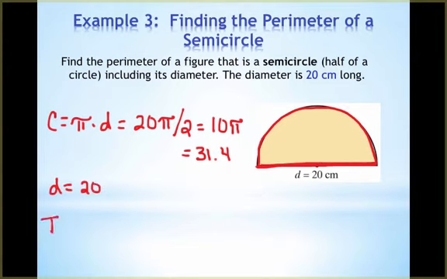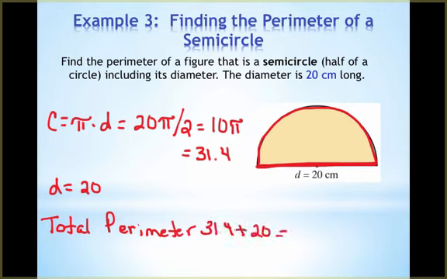So my total perimeter would be the sum of those two. So it would be 31.4 plus 20, which would be 51.4. And again, because we were finding perimeter, my units would stay centimeters.